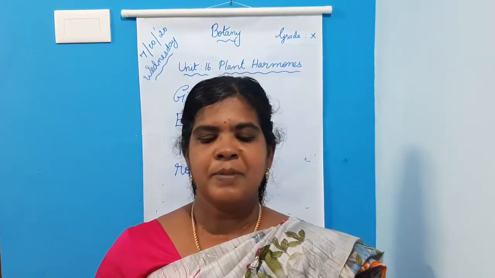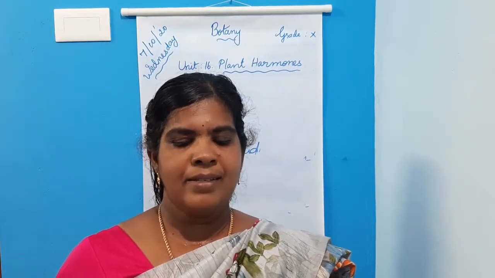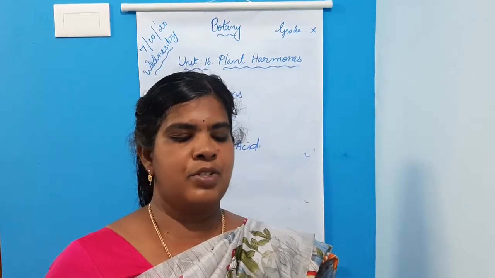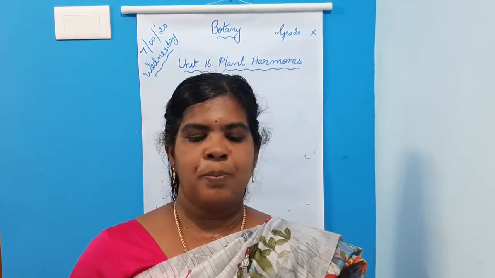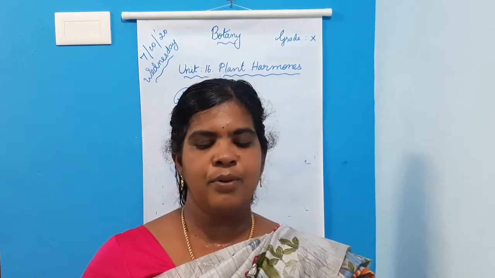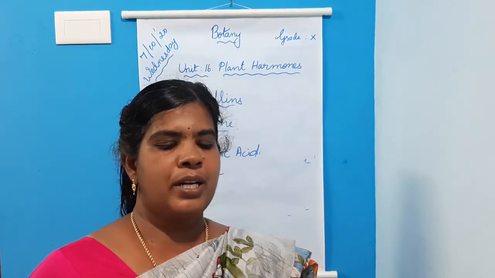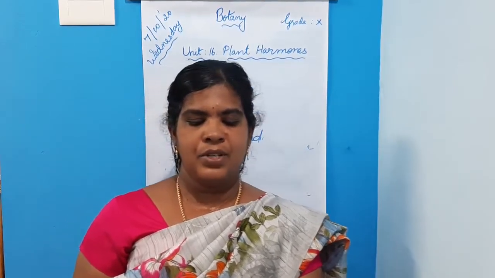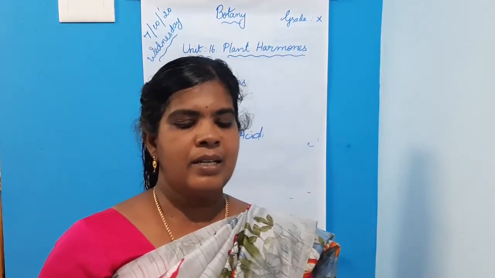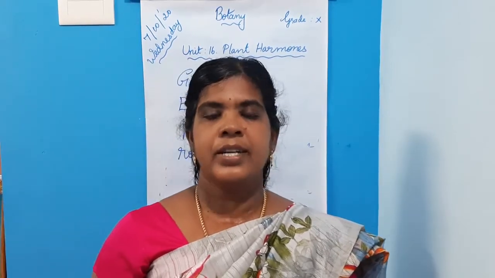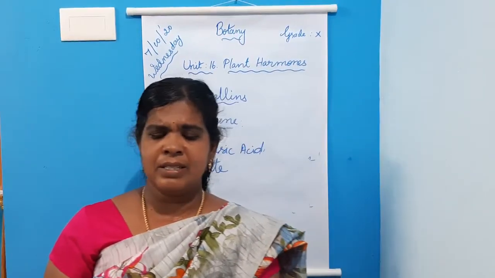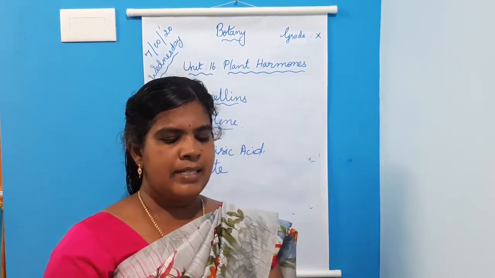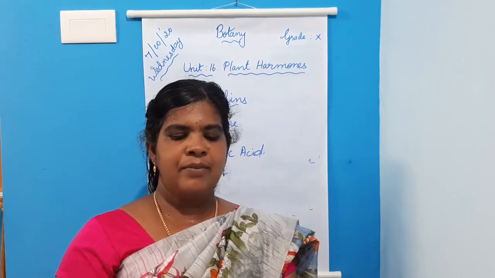Third one, abscisic acid: second column, chloroplast; third column, abscission. Fourth one, cytokinin, coconut milk, cell division. Last one, gibberellins, Gibberella fujikuroi, internodal elongation.